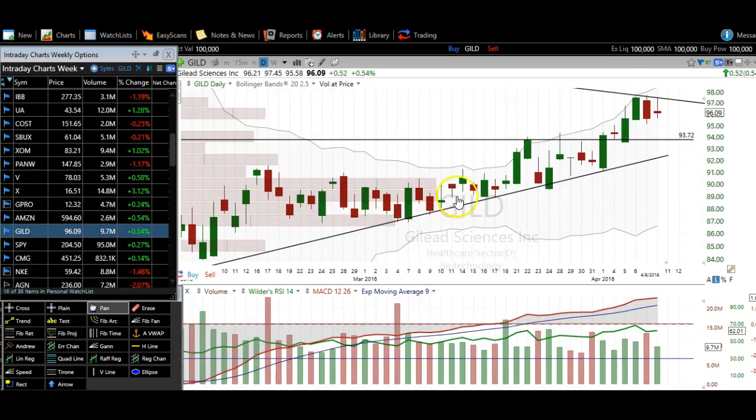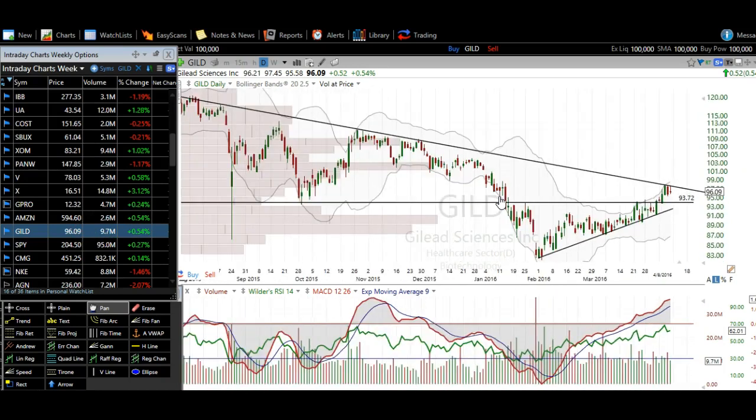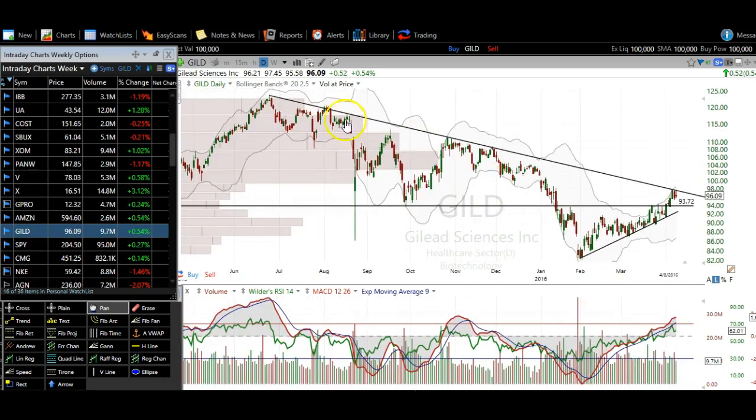Next, I want to cover Gilead Sciences. Looking at the daily chart going back to a year ago, it's been in a downtrend for a year. This is a really, really nice downtrend line because we've got 1, 2, 3, 4, 5, 6, 7, 8, 9, 10 touches here on this downtrend line, and it's been valid for a while.